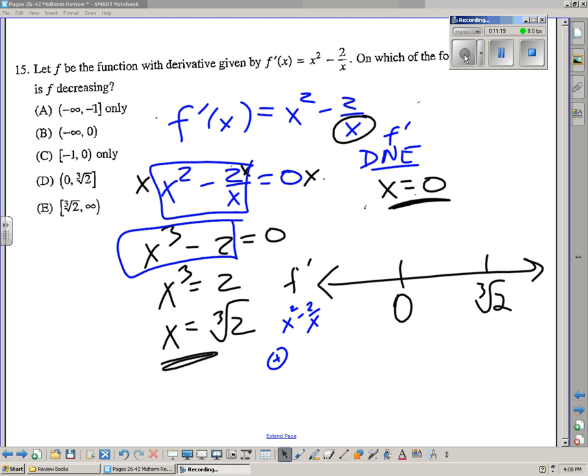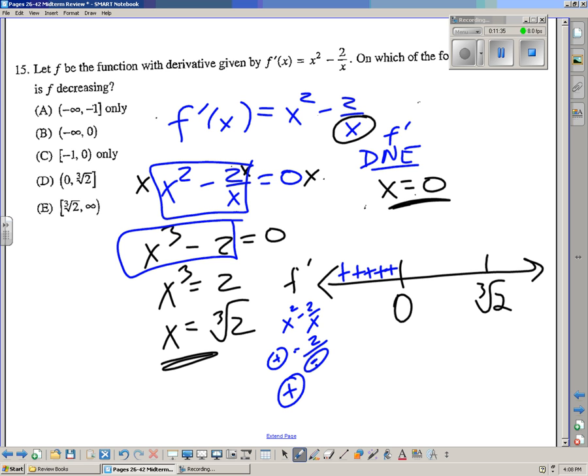So, oh, I'm sorry. Negative 1 squared, well, anything squared is always positive, and then we're subtracting 2 over a negative value. So negative divided by negative is a positive, so when you add two positives together, you always get a positive.